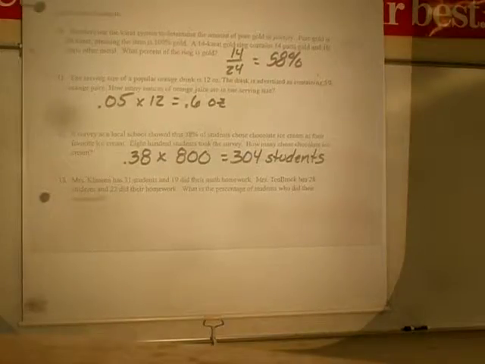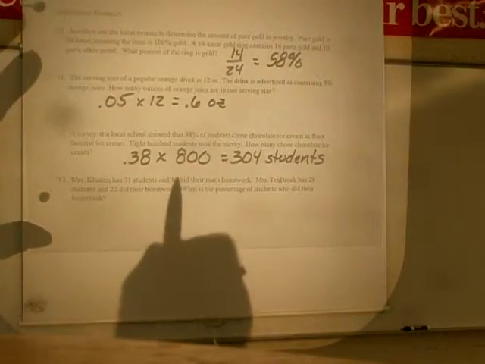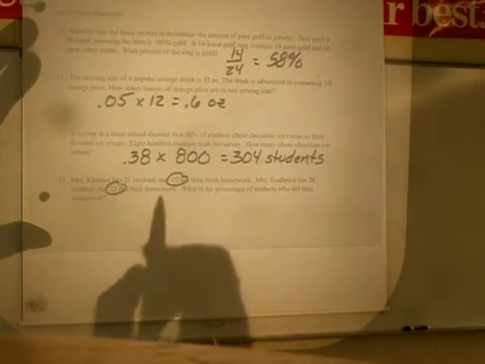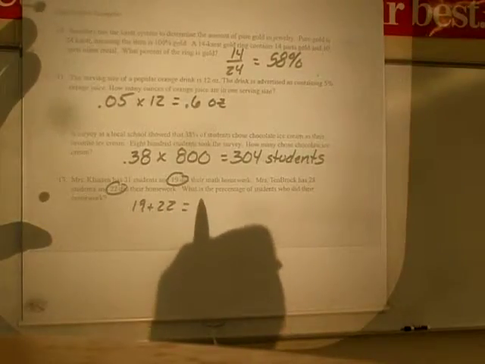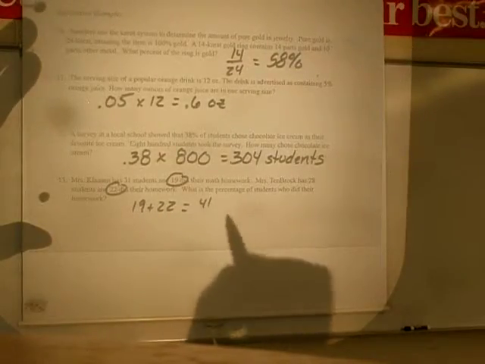Number 13, Mrs. Clausen had 31 students. 19 of them did their homework. TenBrock had 28, and 22 of them did their homework. What is the percentage of all the students who did their homework? Well, we had 19 from this class and 22 from that class. So that is 41 students altogether.